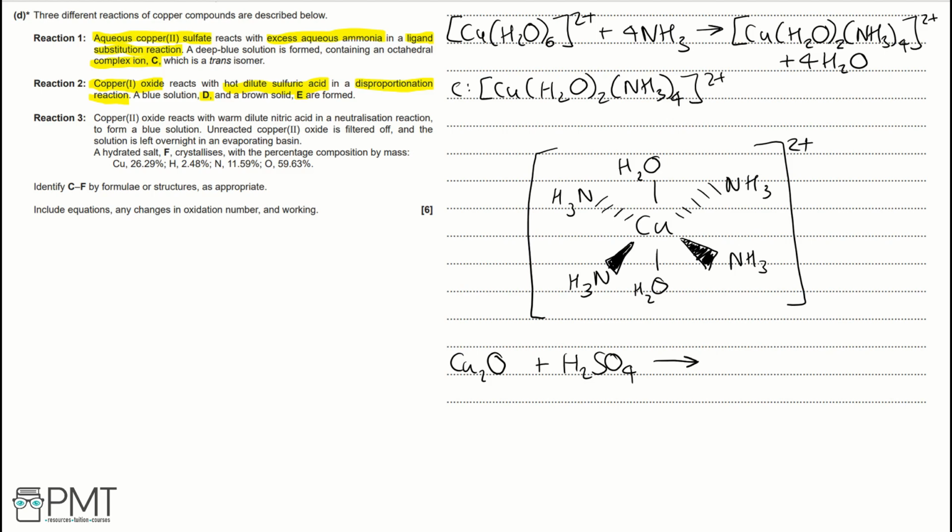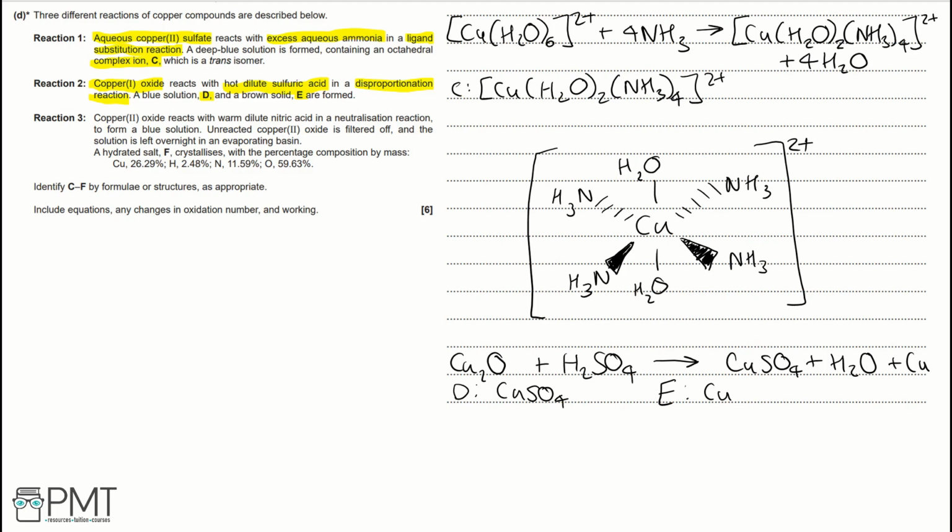And then that would produce CuSO4 plus H2O plus Cu, or copper. So identifying D and E, D would be CuSO4 because we're told that D is a blue solution and copper sulfate is a blue solution. And then E would be copper on its own because it's a brown solid, and we're told that E is a brown solid.